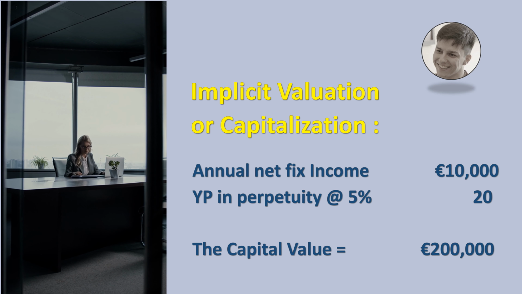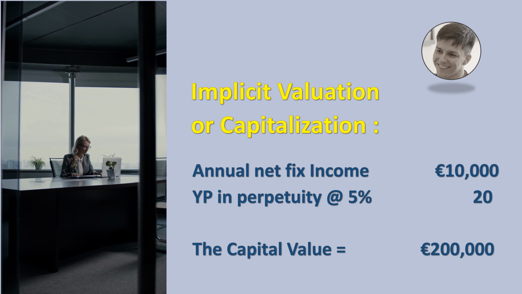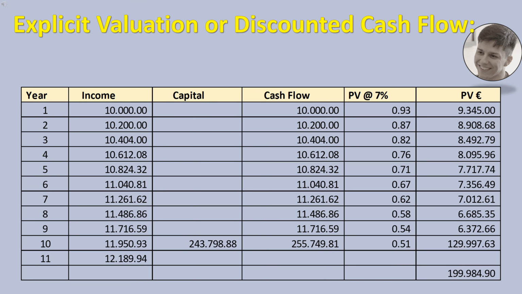YP in perpetuity at 5% is equal to 20. The capital value is equal to €200,000. Explicit valuation or discounted cash flow. If the growth at 2% was allowed for explicitly in the cash flow, then the valuation discounts these projected incomes at the target yield of 7%.